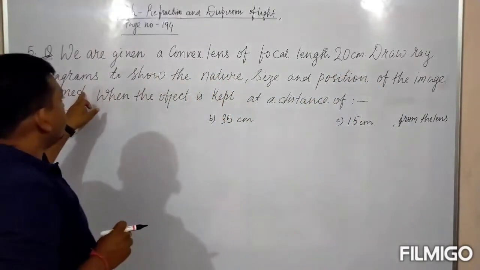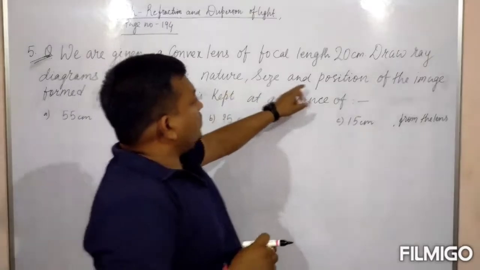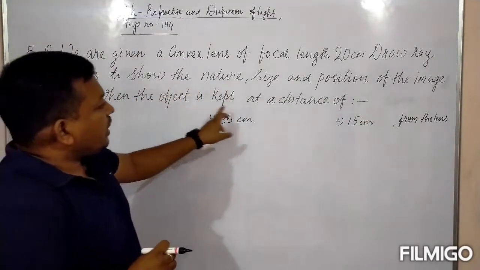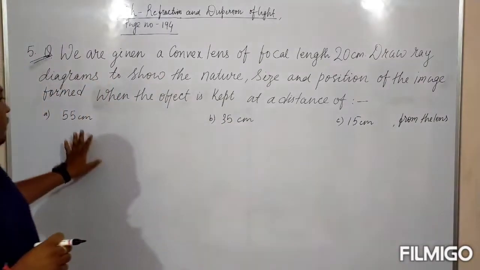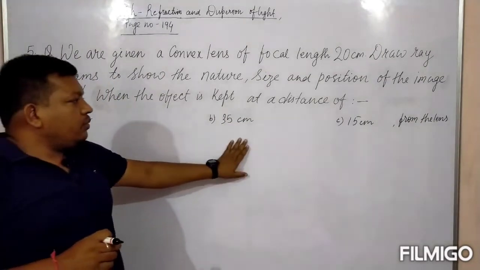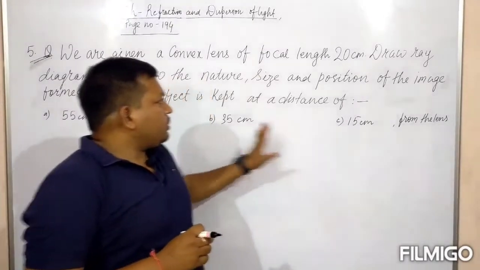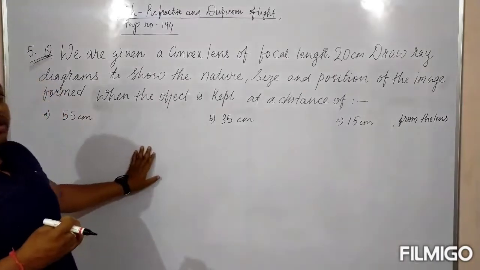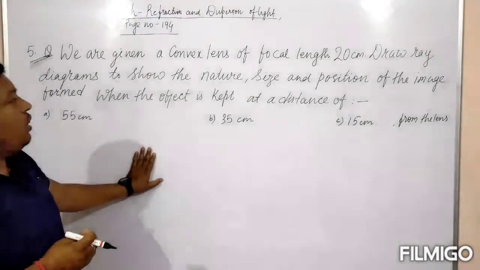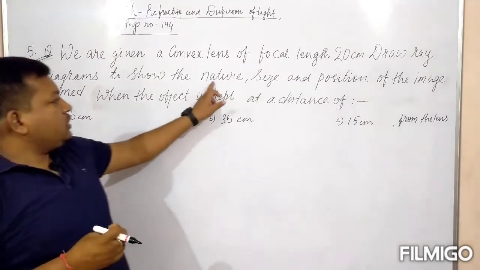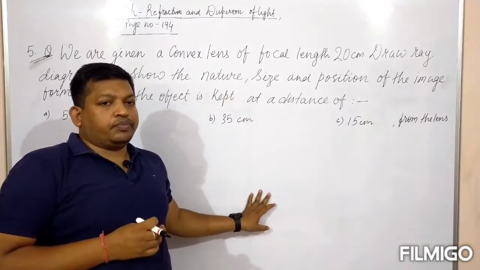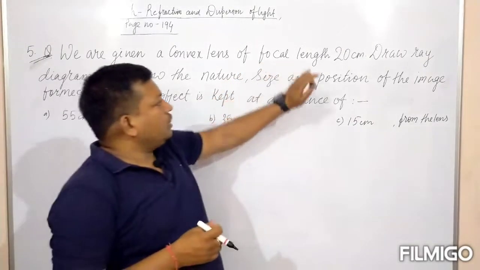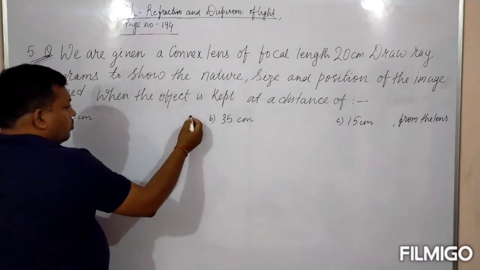Draw ray diagrams to show the nature, size and position of the image formed when the object is kept at 55 cm, 35 cm and 15 cm. These are three different places where we will keep the object one by one, and we have to write the nature, size and position of the image. Very simple question. The main thing is that the focal length is given. So we will do the questions one by one.